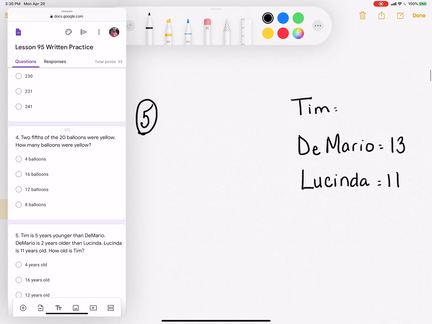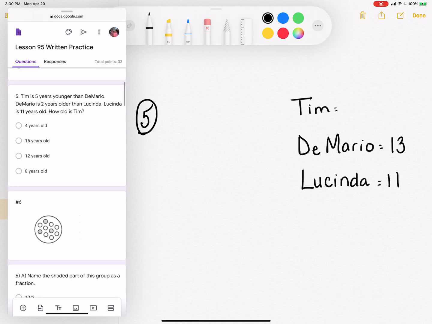That was number 4. Number 5. Tim is 5 years younger than Demario. So Demario is 2 years older than Lucinda. Lucinda is 11 years old. So 11 is Lucinda. 11 plus 2 is Demario. Demario minus 5 is Tim. So 13 minus 5. I'm just going to go ahead and write that. 13 minus 5 is 8. So 8 years old.